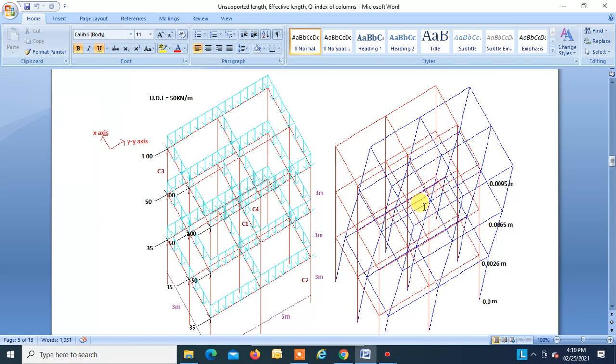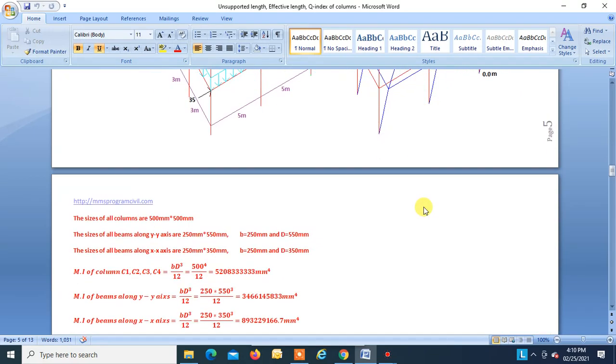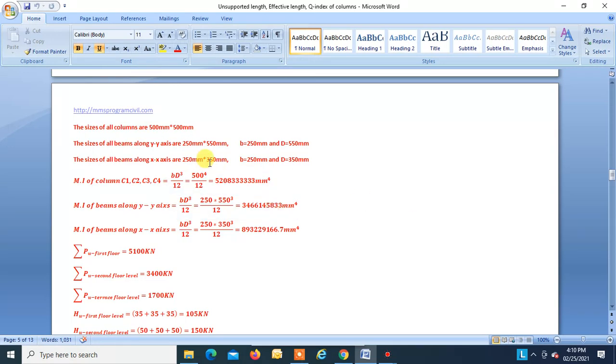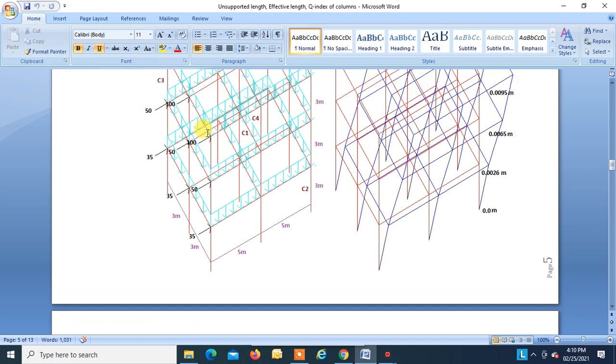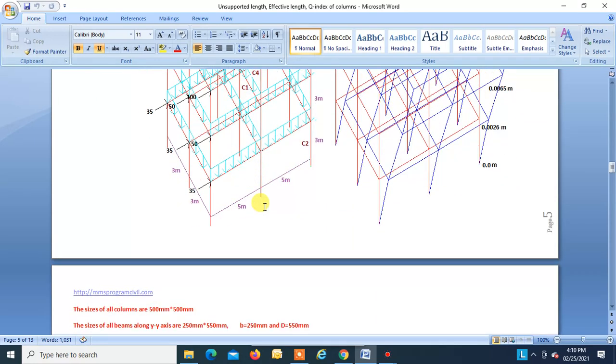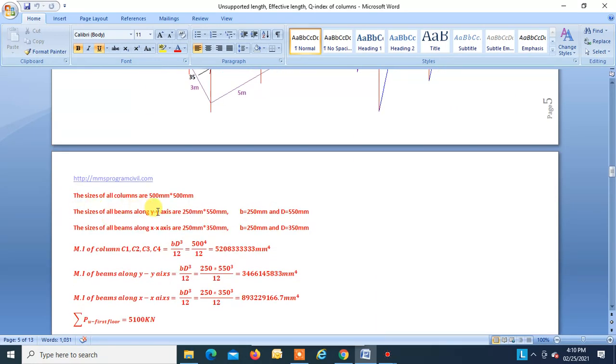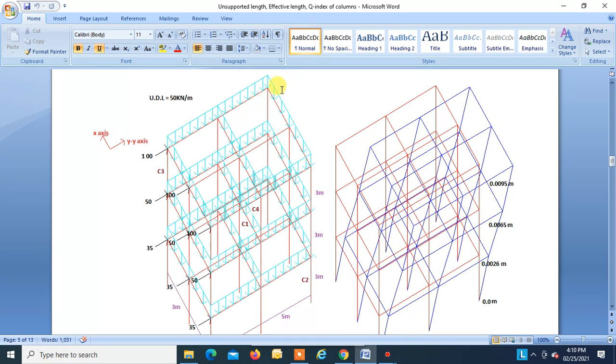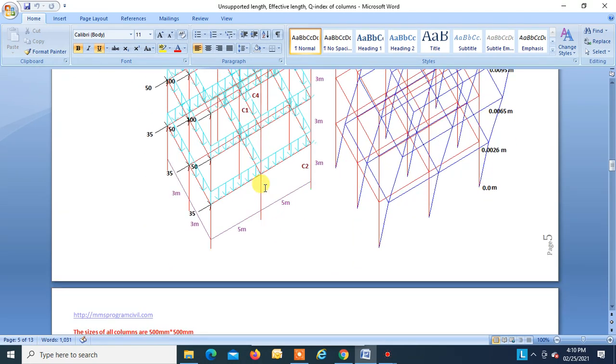Now coming to the member sizes. Size of all columns in this 3D frame are 500 mm by 500 mm. The sizes of all beams along y axis are 250 by 550. All the beams in this direction on all the floors are of size 250 mm width and 550 mm depth, and the length of the beam is 5 meters.